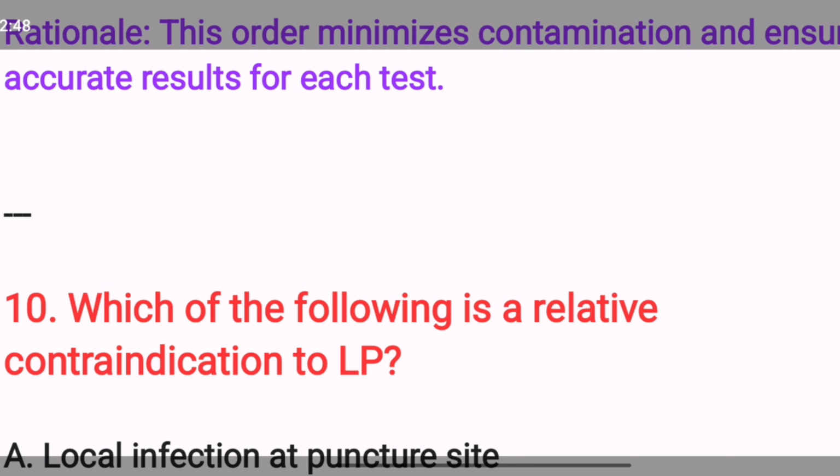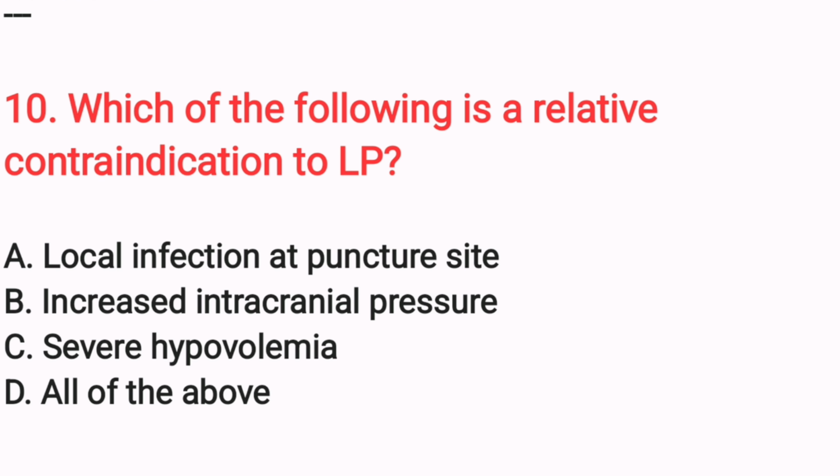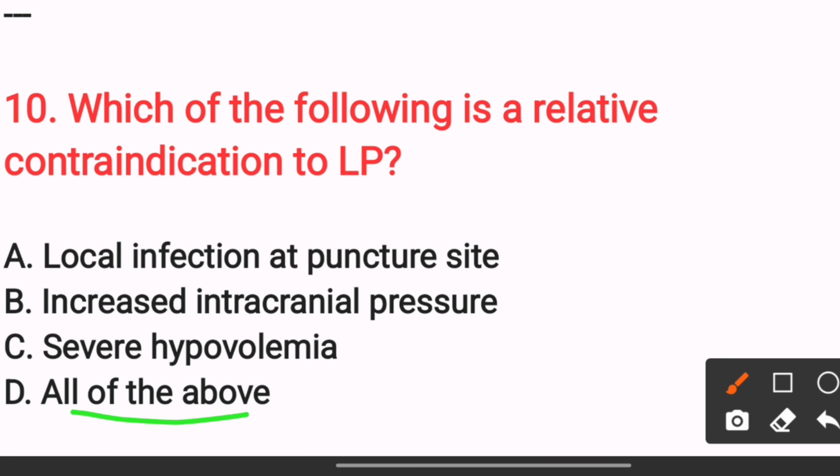Next, which of the following is a relative contraindication to LP? Option A, local infection at puncture site. Option B, increased intracranial pressure. Option C, severe hypovolemia. Option D, all of the above. The answer is option D, all of the above, because all are contraindicated for the LP.